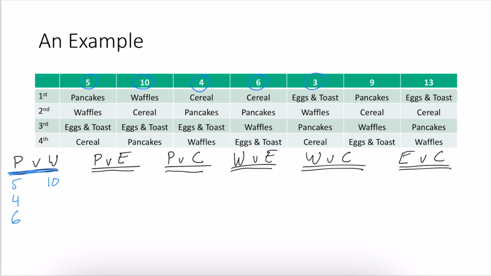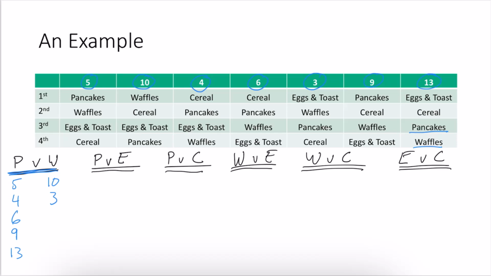These 3 votes will go to waffles. These 9 votes will go to pancakes. And then these 13 votes will go to pancakes. Notice that on that 13 vote, pancakes and waffles were the last choice, but the 13 votes went to pancakes because pancakes was a higher choice than waffles were. That's how you would go through and assign all of the votes.